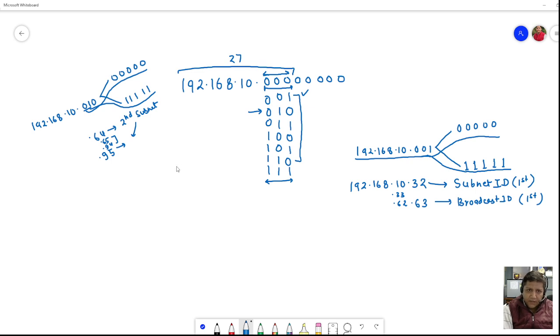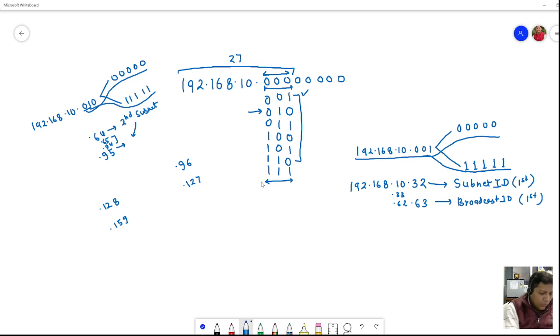Similarly, the next subnet will start from 96 and go up to 127. The next subnet will start from 128 and will go to what? 159. Fine. And so on and so forth. In this way, you can have different subnets.